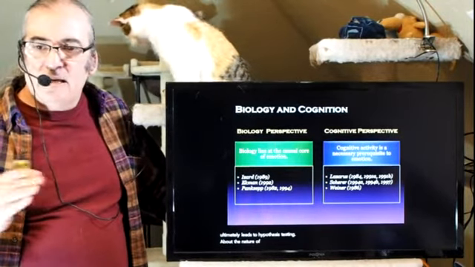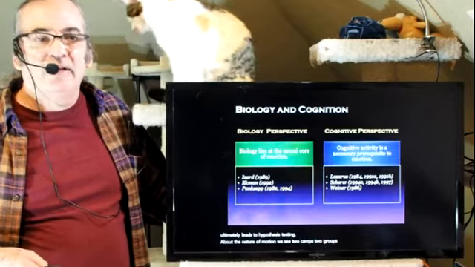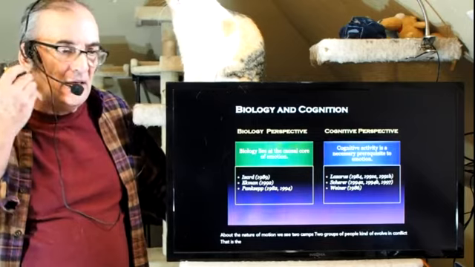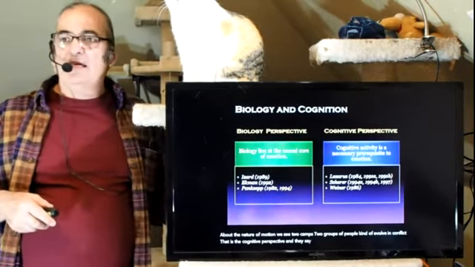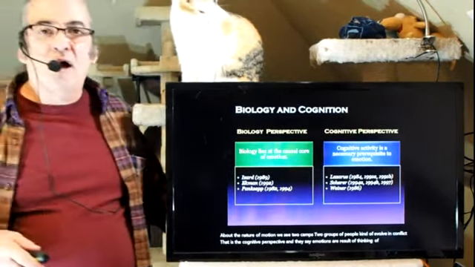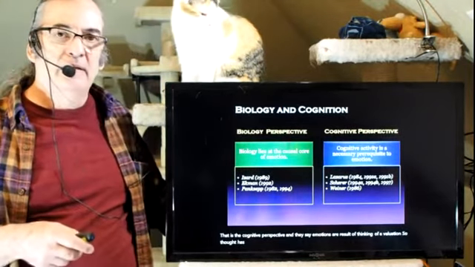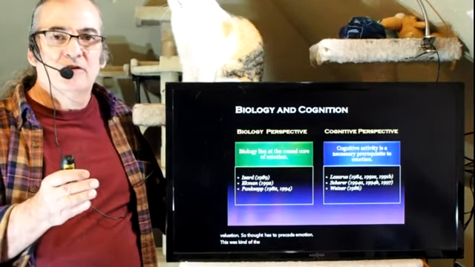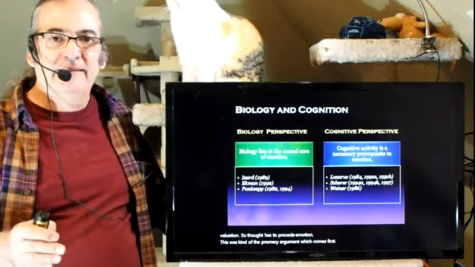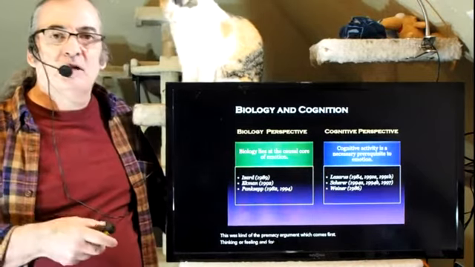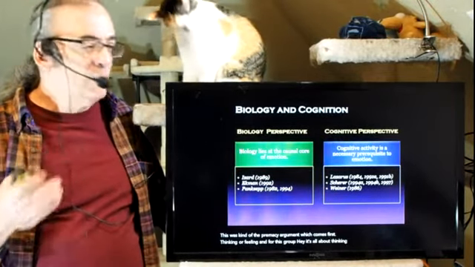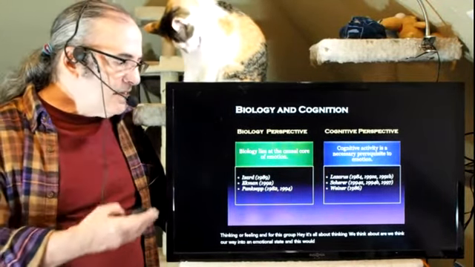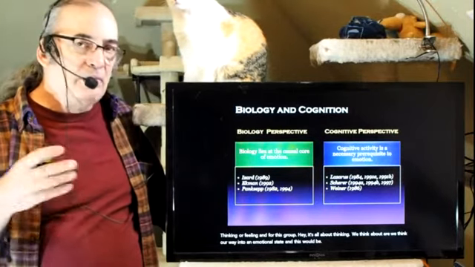We see 2 camps, 2 groups of people, kind of evolve in conflict. That is the cognitive perspective, and they say emotions are a result of thinking, of evaluation. So thought has to precede emotion, right? And this was kind of the primacy argument, which comes first, thinking or feeling. And for this group, hey, it's all about thinking. We think our way into an emotional state, and this would be Lazarus, Schachter, Weiner, among others.